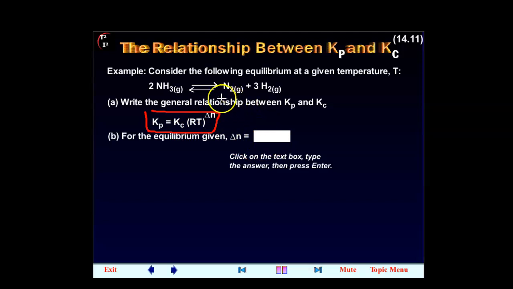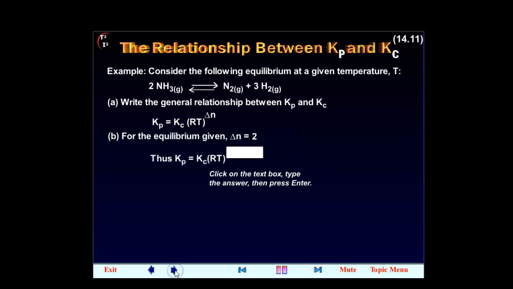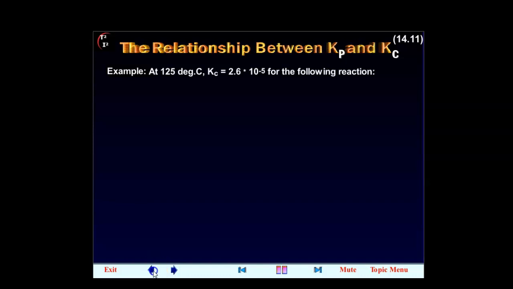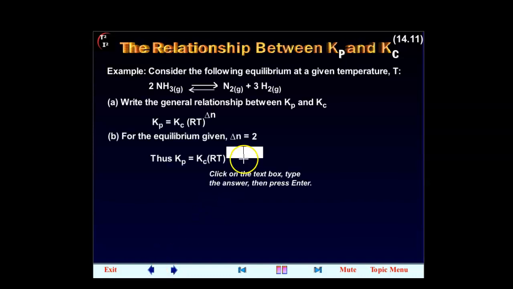So what is your n? Remember it is 1 plus 3 making 4. That is 4 minus 2. That will give you 2. So this should be 2. So what will be your K of P? Example, at 125 degrees C, so that means 2 will be here, right? So this will be your expression for K of P.